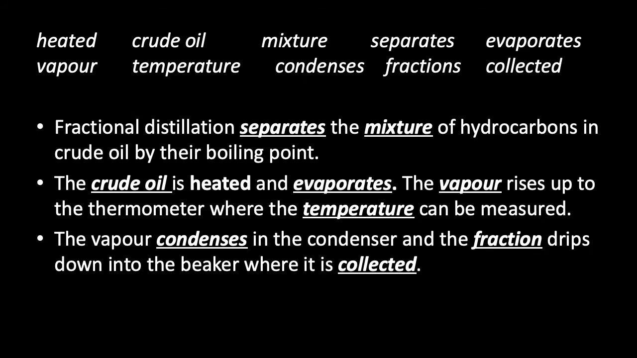Okay. The next little part was how does the experiment work in the context of the diagram that we just saw? Well, fractional distillation separates the mixture of hydrocarbons in crude oil by their boiling point. The crude oil is first heated and evaporates or boils. The vapor rises up to the thermometer where the temperature can be measured. That's the temperature, by the way, of the vapor. The vapor condenses in the condenser and the fraction drips down into the beaker where it is collected.